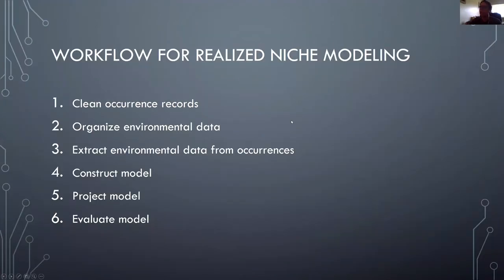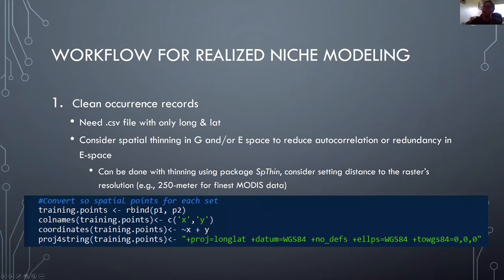So in general, with realized niche modeling, there are 6 major steps, and this contrasts to other realized niche modeling, because here we're going to be working on cleaning occurrence records, organizing the environmental data that you need to plug into your hypervolume, and then you need to, of course, extract your data from the occurrences. Of course, model construction is a huge component. You can spend a lot of time on that. And then finally, you're going to be projecting and evaluating your model.